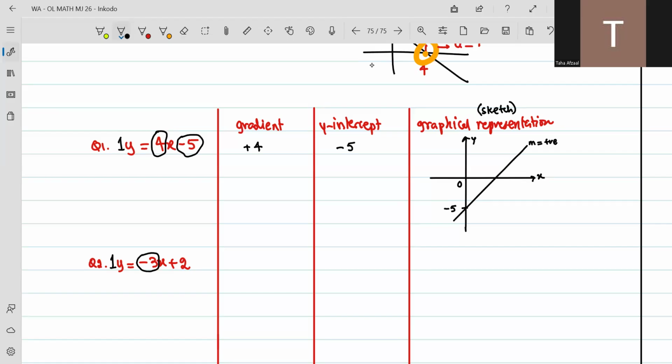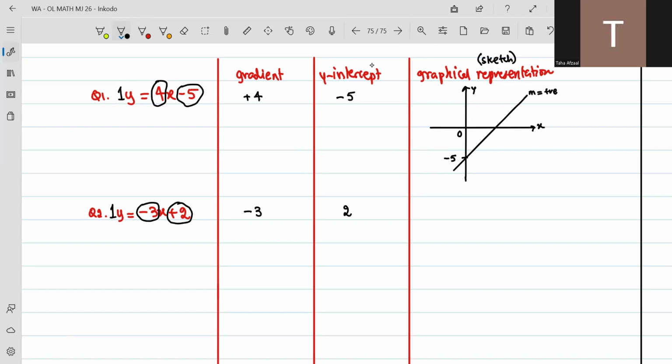Can I say that the gradient then is going to be -3? Yes or no? Yes. And the y-intercept is going to be 2. Yes or no? Let's just quickly draw this and rejoin. If it's a negative gradient, it has to slope downwards. Ali, do you agree? Yes. And it has to cut the y-axis at +2. Sorry, it has to cut it at +2. And this is y and this is x. And the gradient is negative. Understood?